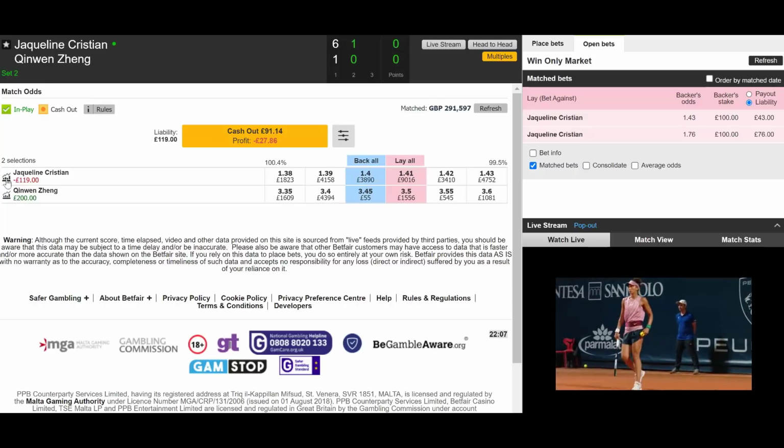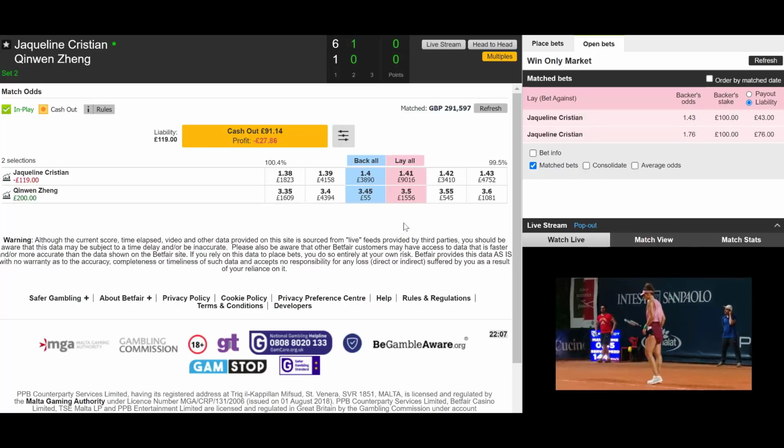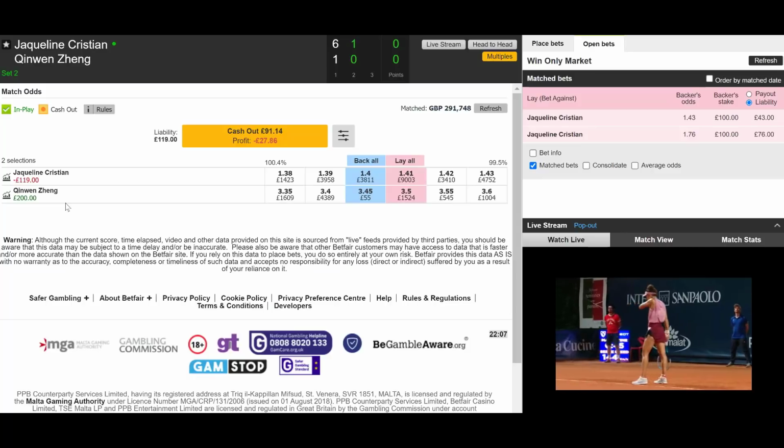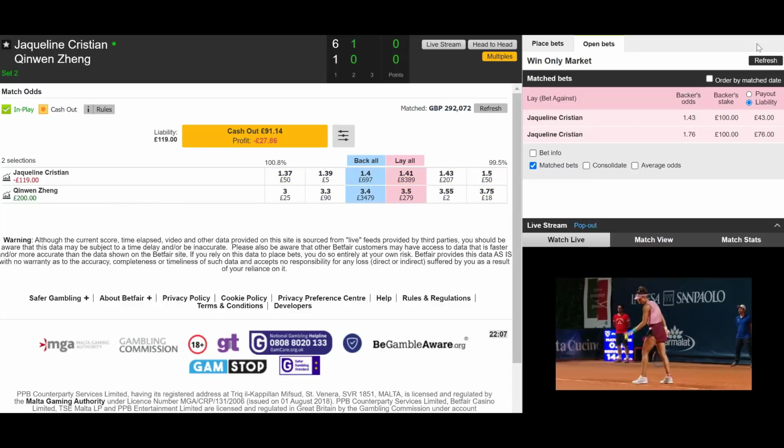a straight shoot down. So we're in control, and we just need to see if Zheng can get back into it and just show some signs of life, and that's all we need for those prices to swing back in our favor. So let's see what happens from here.